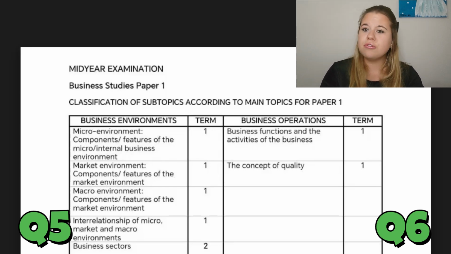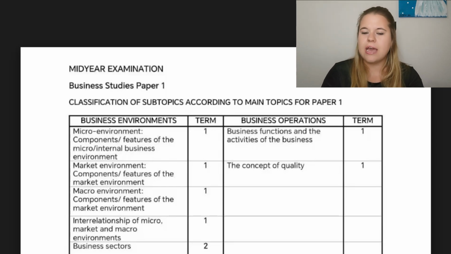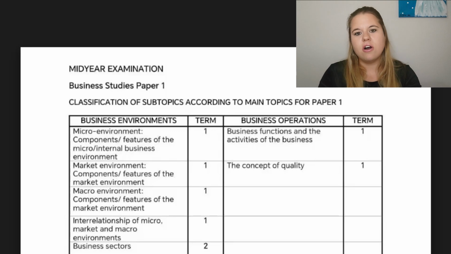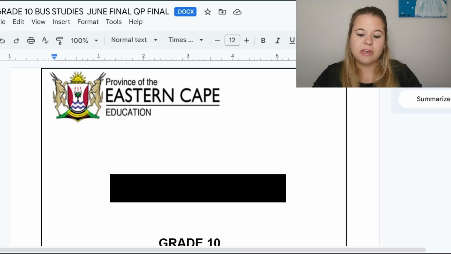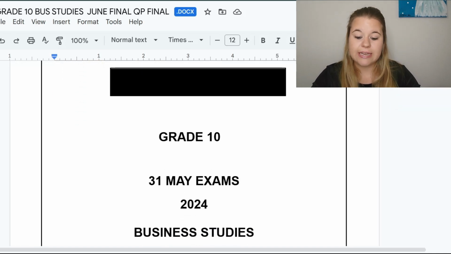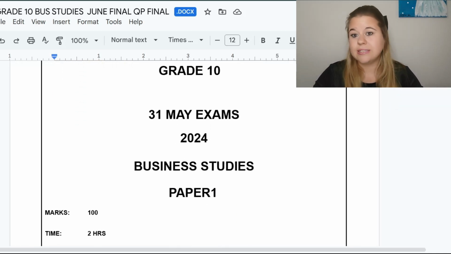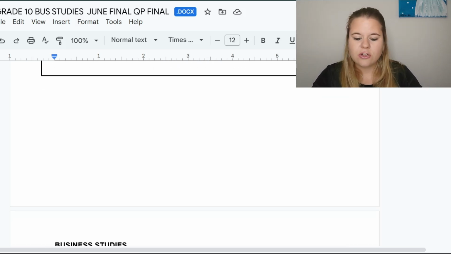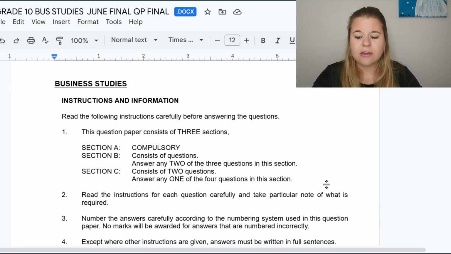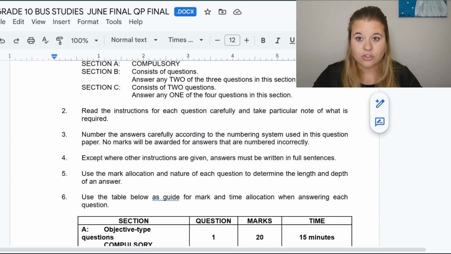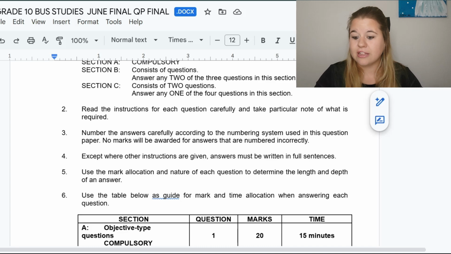So let's go through an exam paper so I can show you exactly in more detail, and a bit more practical, how exactly they set up an exam paper. In front of me, I've got the Eastern Cape grade 10 business studies. It's the May paper, but May, June falls in the same term. All right, so paper 1, you'll see all the instructions. You're welcome to pause the video and go through all those instructions. I'm not going to go through them right now.